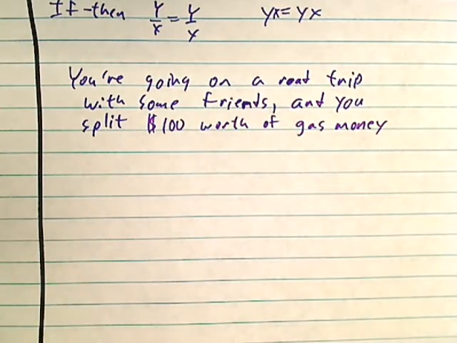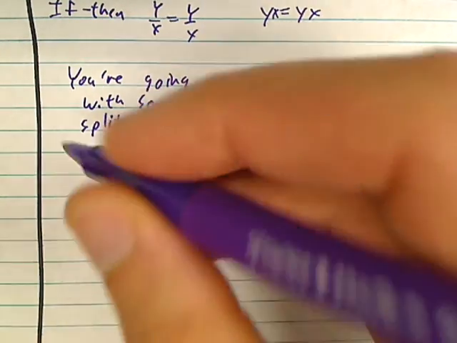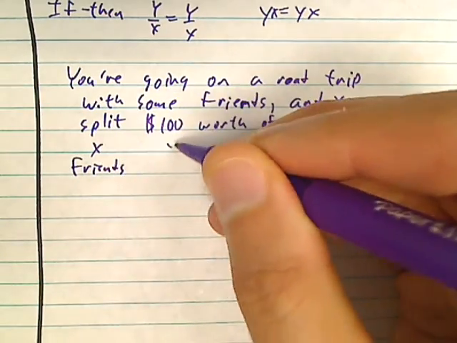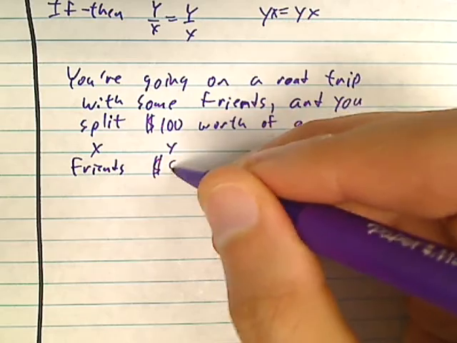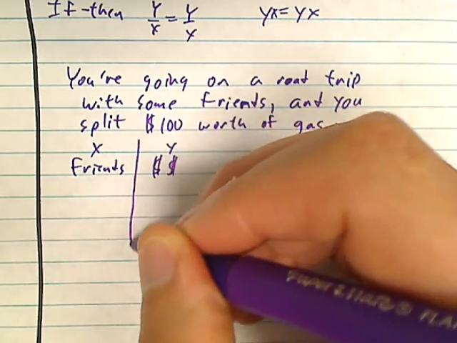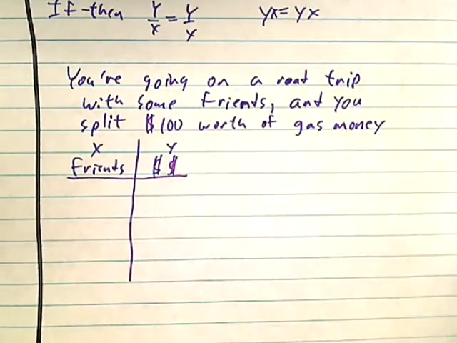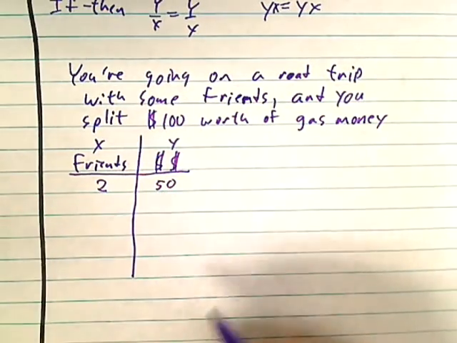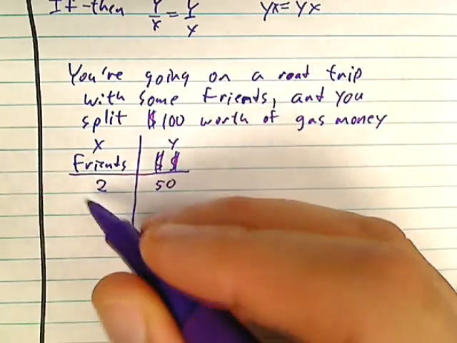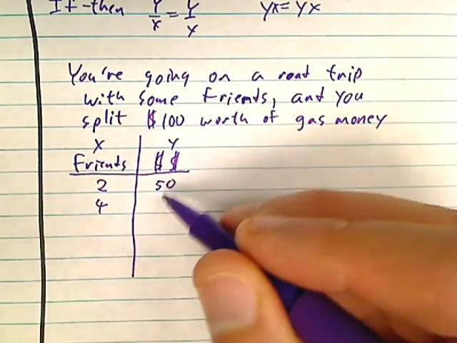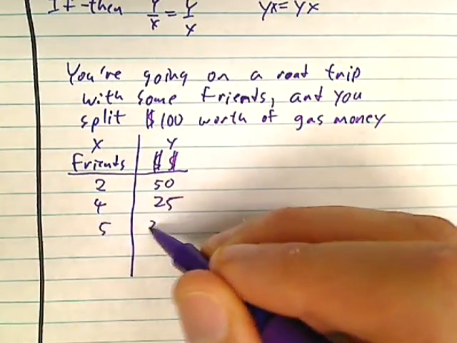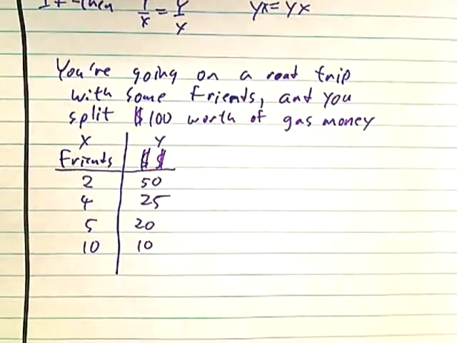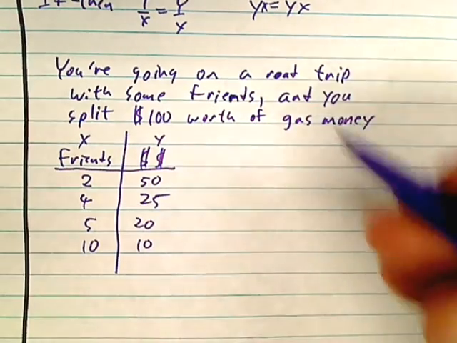Okay, let's see what happens here. Let's see your friends. This will be your x variable, and your y is going to be how much each person pays. And let's pick some numbers that work pretty evenly. 2 friends is $50. 4 friends is 25. 5 friends is 20. 10 friends is 10. And I could keep going on, but that'll be enough to see what my curve looks like.